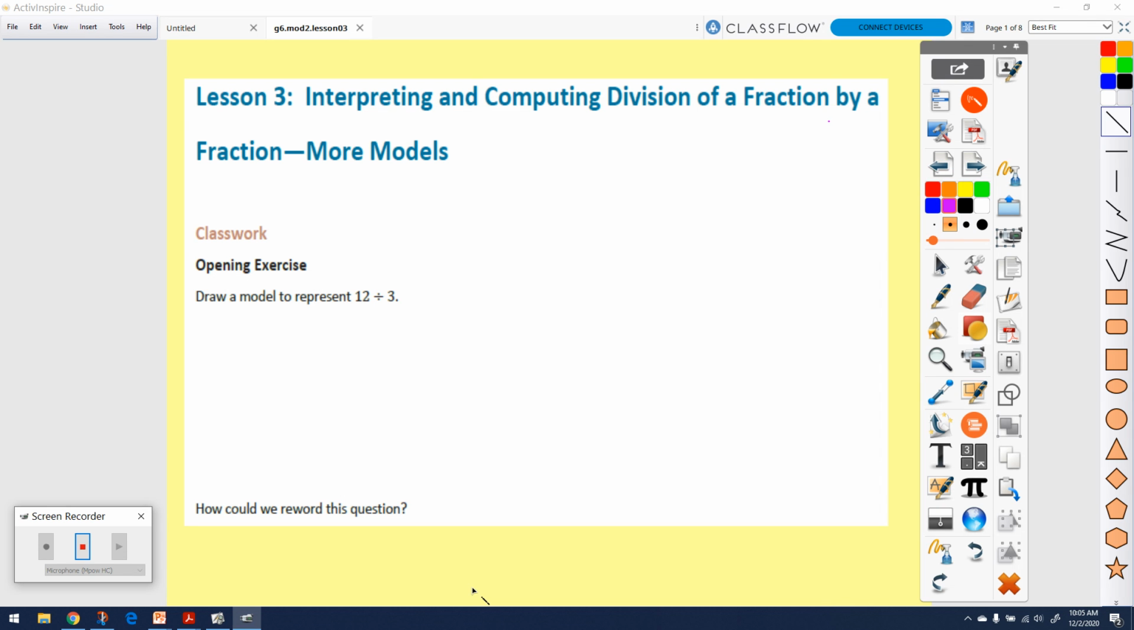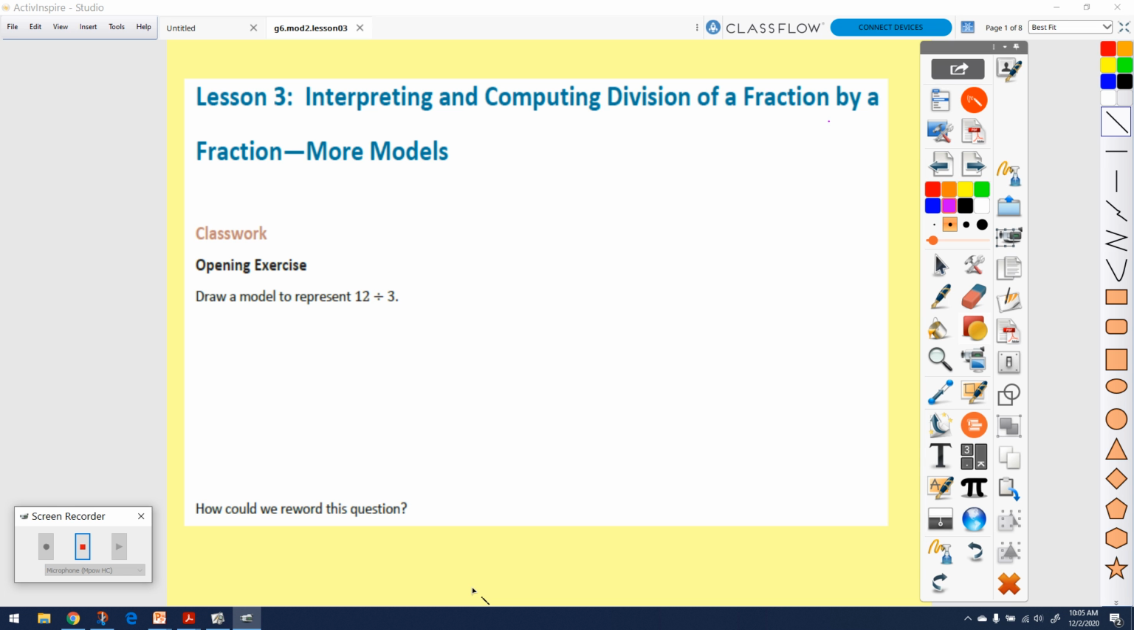Hi, sixth graders. Today we're going to take a look at Lesson 3, Interpreting and Computing Division of Fractions by a Fraction. We're going to continue to use the models, and your target goal is that you'll be able to use fraction bars and area models to show the division of fractions by fractions with common denominators. You'll also be able to do it both ways, both of the measurement and partitive division.